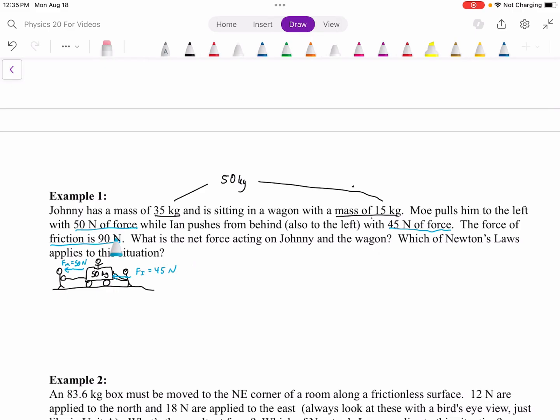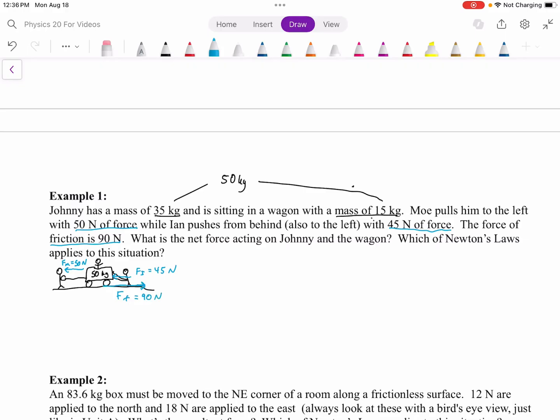So we have to think about this. Which way would friction be? Mo and Ian are trying to move Johnny to the left, right? Now, friction always resists motion. So if Johnny's at rest right now, they're trying to move it to the left. Friction is going to be fighting them to the right. Now, friction is 90 newtons. Okay, so it's bigger than Mo and it's bigger than Ian. You might be looking ahead a little bit and realizing, but it's not as big as both of them together, right? So I'm going to draw it in bigger than Mo, bigger than Ian.